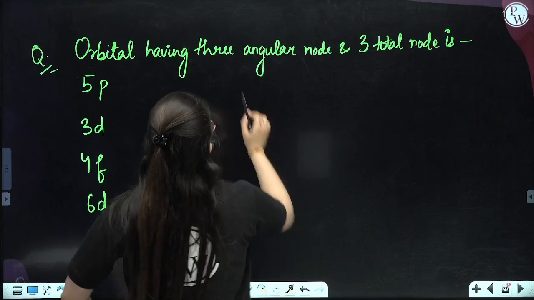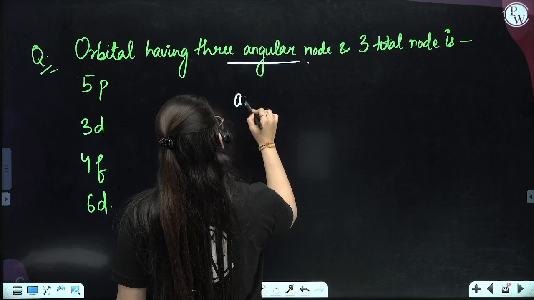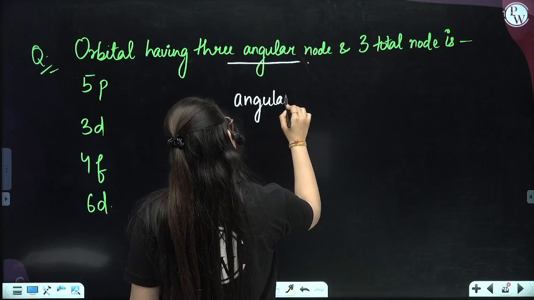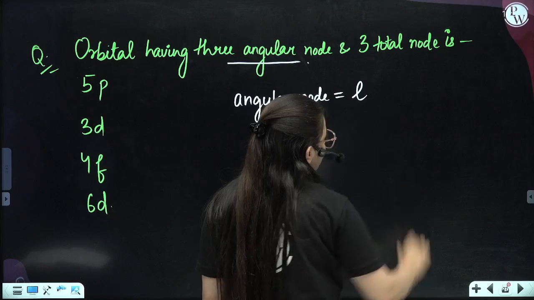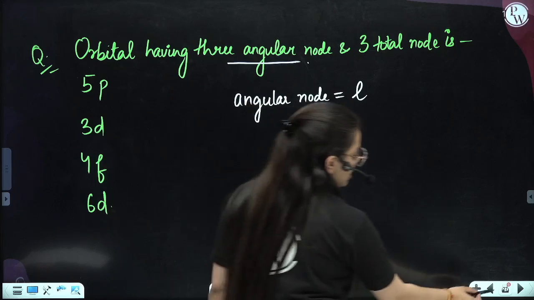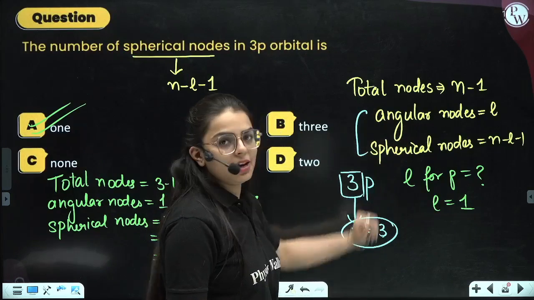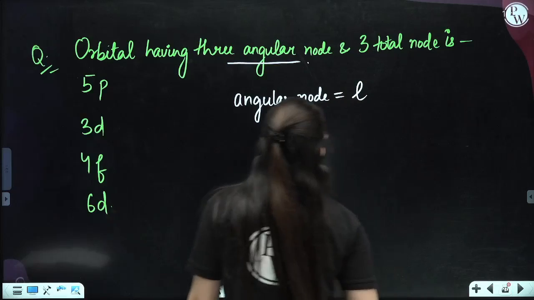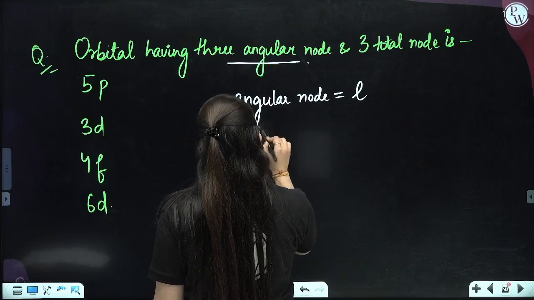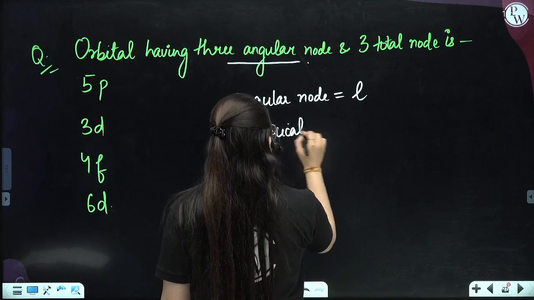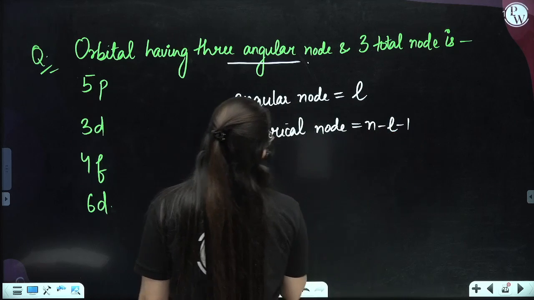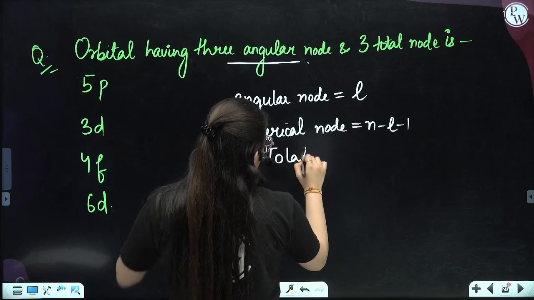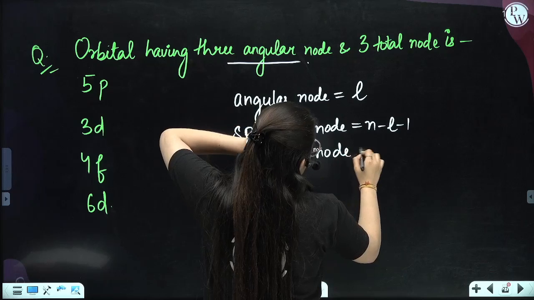Now see, three angular nodes. Angular node is L. Spherical node is N minus L minus 1. And what is total node? Total node is their addition, that is N minus 1.